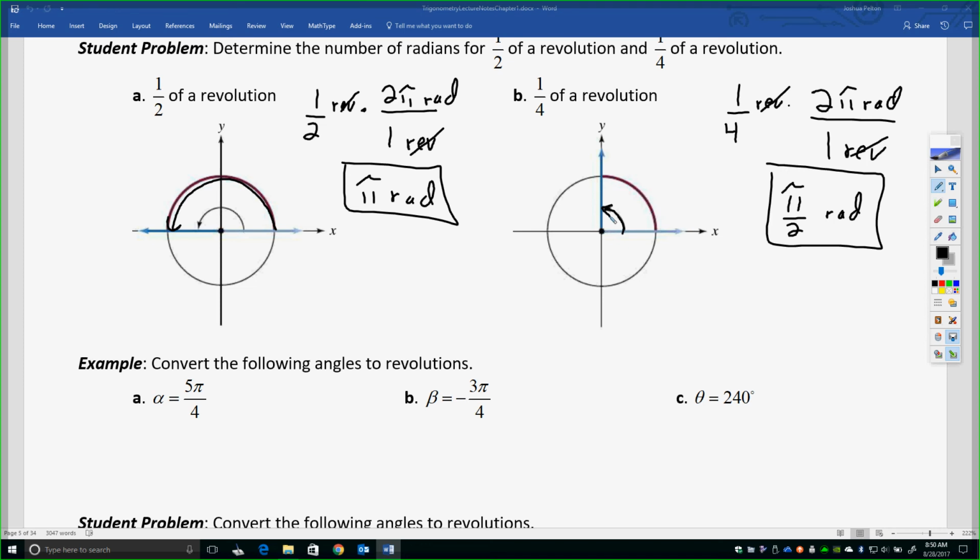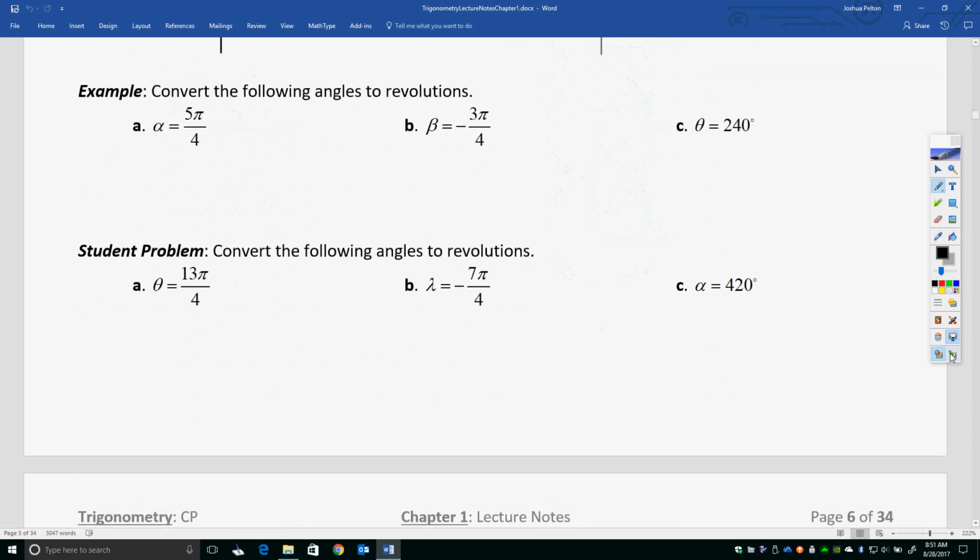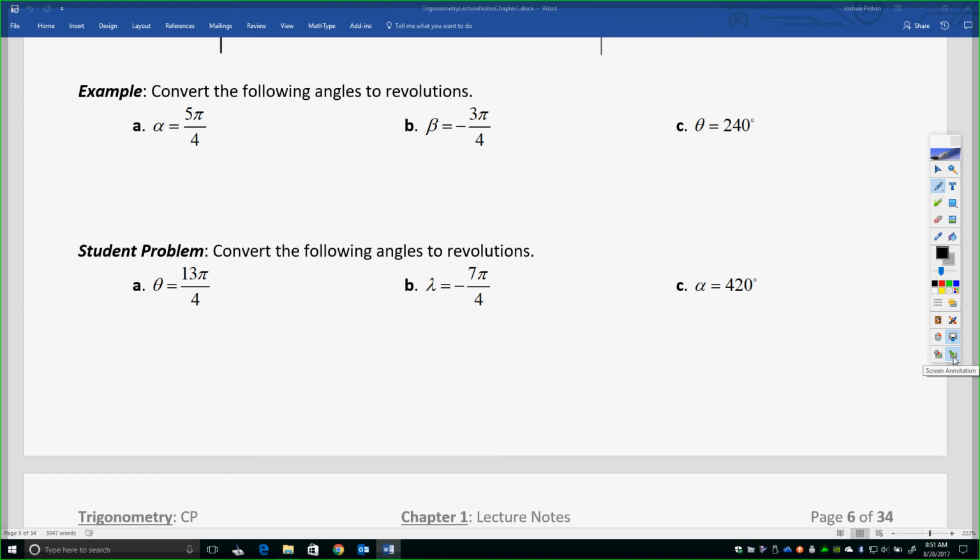Now we convert the following angles to revolutions. So we went from revolutions to radians. Now we want to go from radians to revolutions and degrees. This is in radians, labeled as rad. We multiply by 1 revolution over 2 pi radians, and the radians will cancel and the pi's will cancel. That gives us 5/8 of a revolution. So we didn't even make it all the way around the circle.